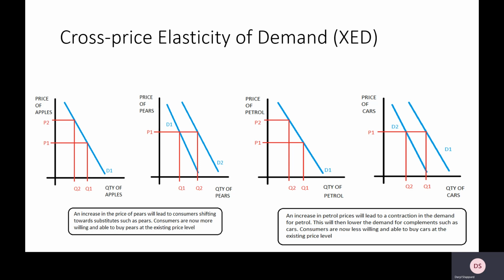Right, hopefully these diagrams here will help you understand this theory a little bit better. So we've got some normal demand curves. What we're dealing with here are double diagrams. Cross-price elasticity of demand is best explained by using these double diagrams. Right, now the first two diagrams on the left are showing substitute products.